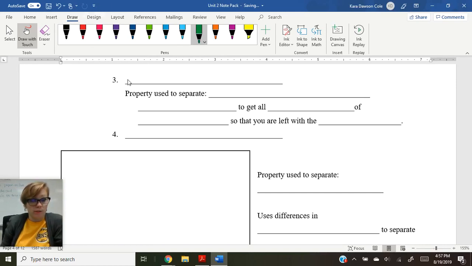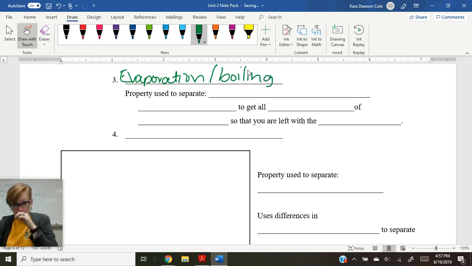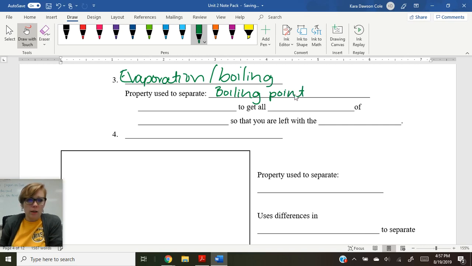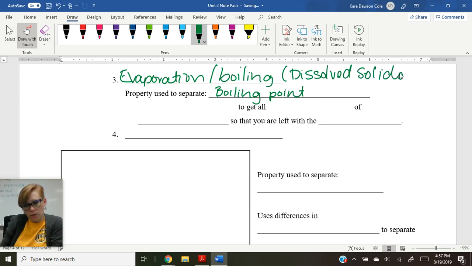So then number 3, we can use evaporation. If we're evaporating, we're also boiling. It's the same kind of thing there. The property that we use to separate is the boiling point. Essentially, when we're using boiling or evaporation, what we're doing is isolating dissolved solids. So we're really using this for things that have been dissolved in water, and we're going to evaporate or boil those off.